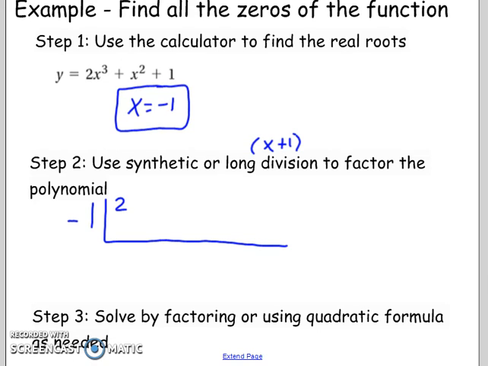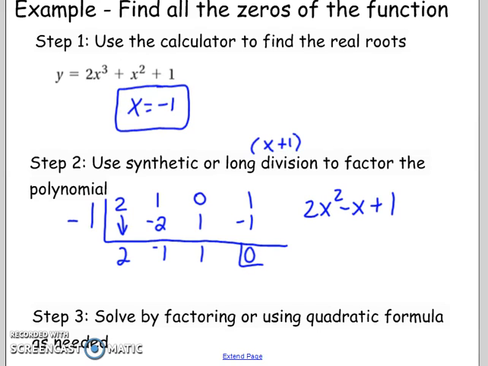I'm going to put a 2, a 1, a 0, and a 1. I'm missing my x term. I have x cubed, I have x squared, and I have a constant, so I have to put in my placeholder. So I'm going to bring down the 2. I'm going to multiply, add, multiply, add, multiply, add. So we have 2x squared minus x plus 1 equals 0.